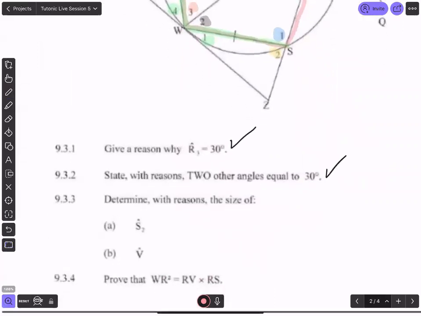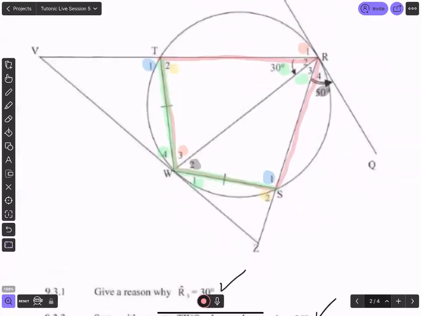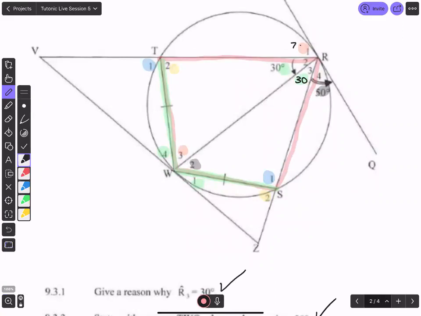Determine with reasons the size of S2. Okay, now they want the size of S2. So we could work out S2. Do you guys agree we could actually just work out all these angles? So this could be 30. That's going to be 70, right? 100, yeah. Then this is going to be 70. Therefore, this is going to be 80, right? That's going to be 100. That's going to be 100. That's going to be 80. That's going to be 30. This is going to be 50, right? Because the black is 50. And that's going to be 30.